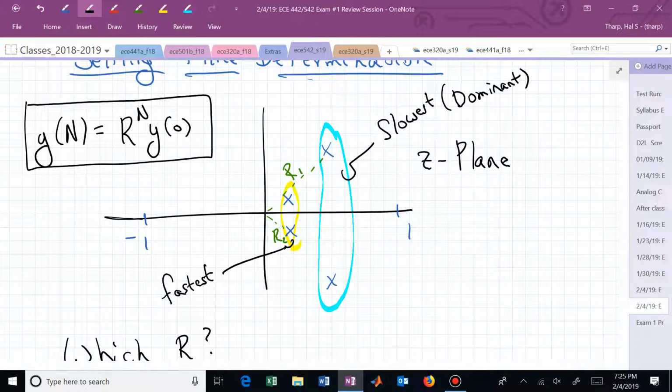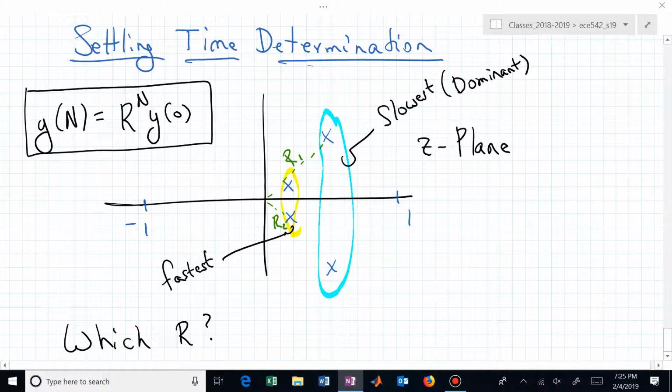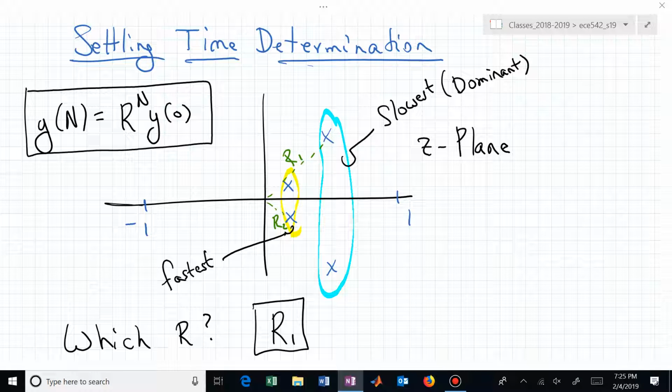Now that I've said that, which R do we pick to determine the settling time? R sub 1 or R sub 2? We pick the slowest one, don't we? The fastest will decay long before the slowest in relative terms. So to get the settling time, we would focus on the one furthest away from, or the one closest to, the unit circle. Yes?